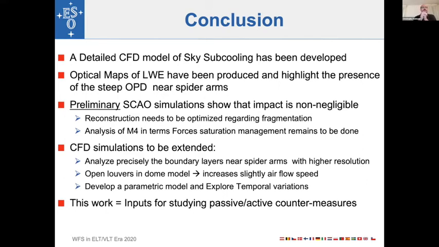As for the CFD simulations, we need to improve them. We also want to look at what happens if we open the louvers, because this may increase the airflow and hence decrease the low wind effect problem. What we really want to do is develop a parametric model of the low wind effect, so that we can explore temporal variations without the need to run very costly simulations. And we hope that this work can be an input for studying passive or active countermeasures if needed.